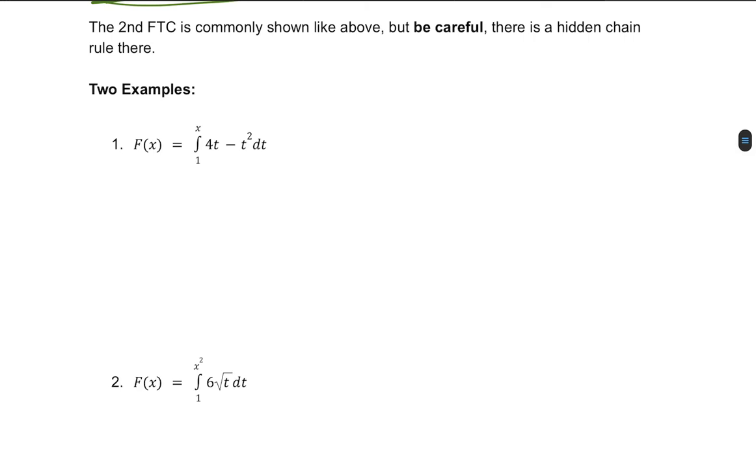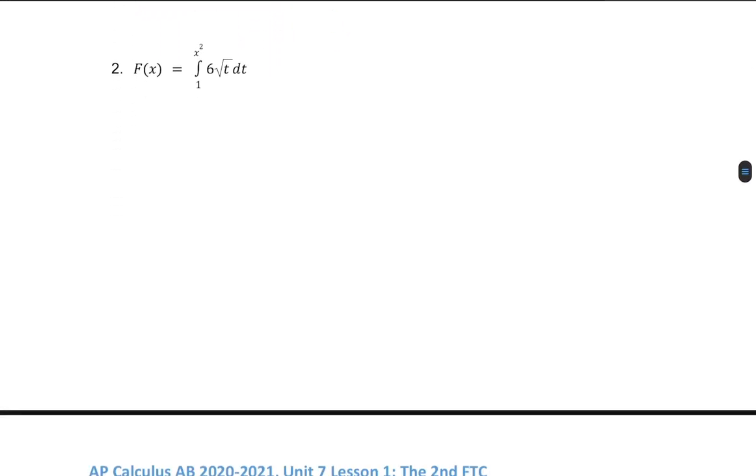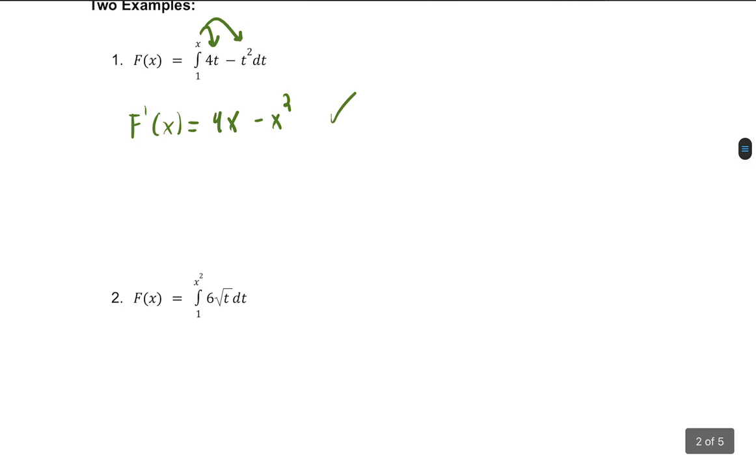So here we go. If we have capital F of x is the definite integral from 1 to x of 4t minus t squared, and I want to find the derivative of this function. What the second fundamental theorem tells us is that I can literally just plug in x here. This is 4x minus x squared. And you're saying, are you kidding me, Mr. Bird? That's it? Yes, that's literally it. But the only thing that will make this slightly different is if this is an x squared here, but really, this is literally it.